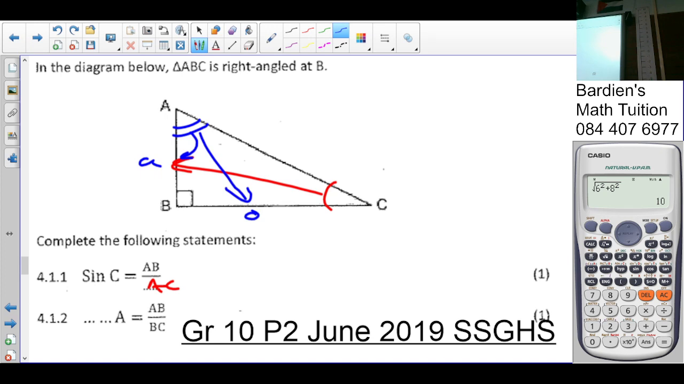Which trigonometric function uses opposite and adjacent? Tan. But tan is opposite over adjacent. Here we have adjacent over opposite, which is cot. Okay.